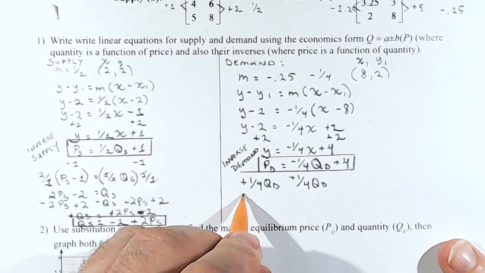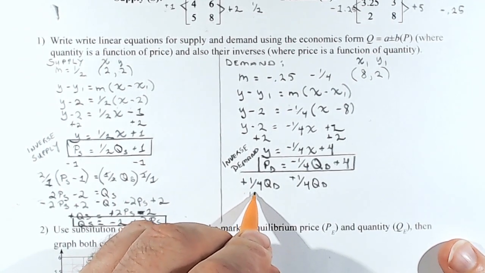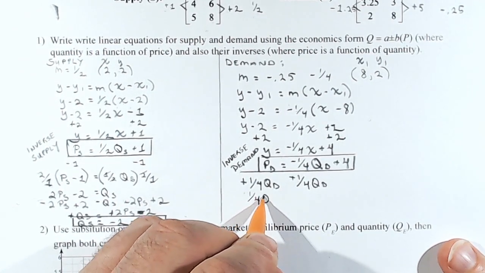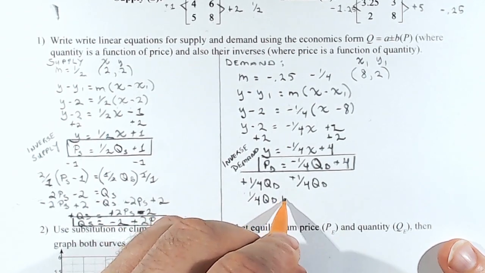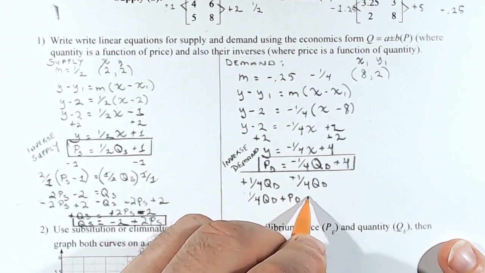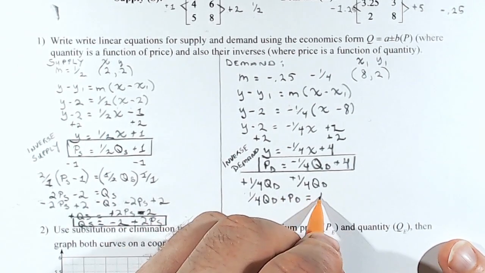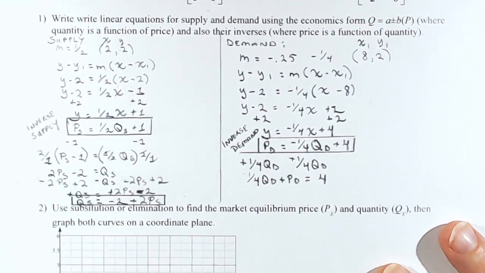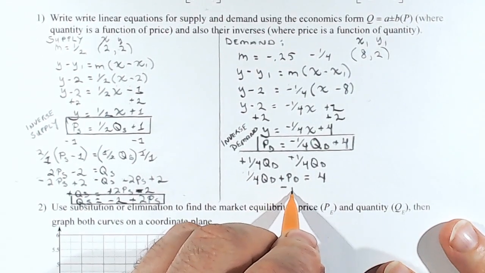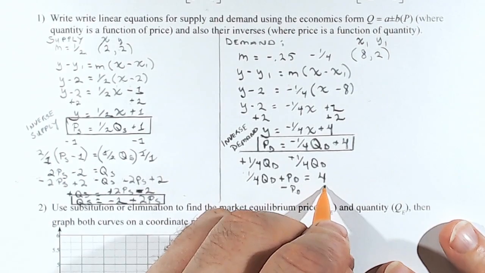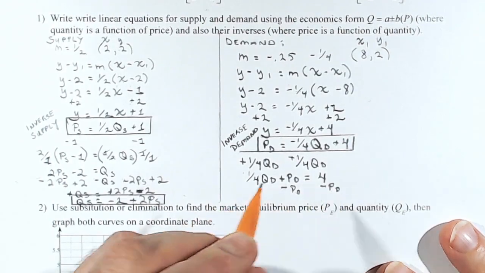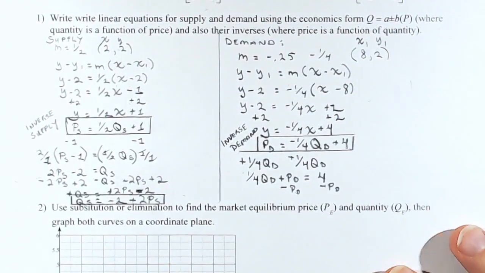And now I have 1/4 Q sub D plus P sub D equals 4. Okay, well, now I just have to subtract P sub D from both sides. And I'll go new line up here.